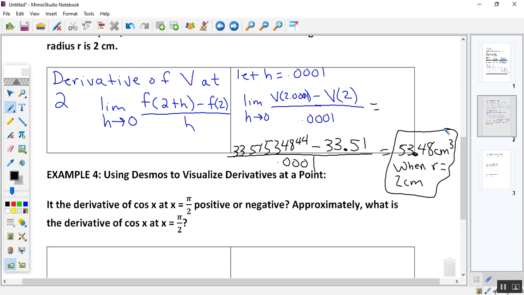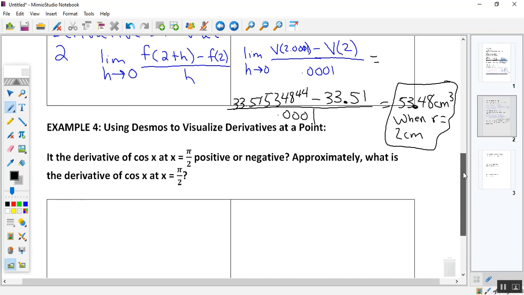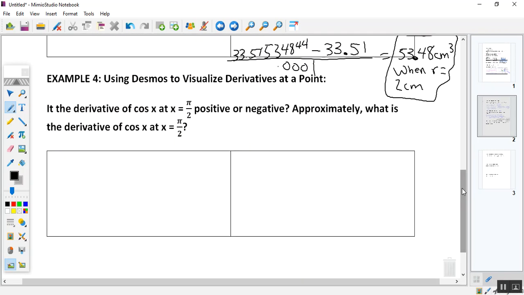So let's go ahead and look at example 4. Again, this is nothing more than a fancy formula for finding what? Slope. So we'll use decimals to visualize this next one. Okay? It says, is the derivative of cosine of x at what point, kids? Positive or what? Negative. And then it says approximately what is the derivative of cosine of x at what?